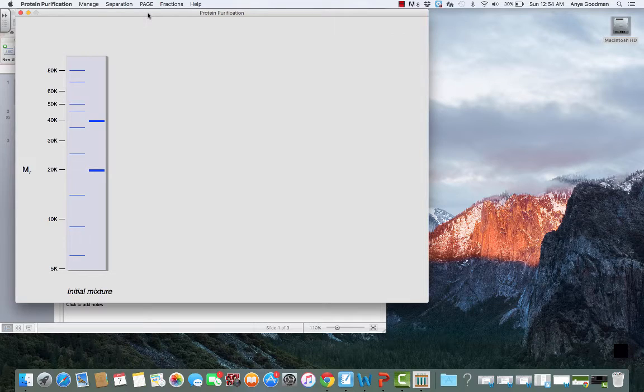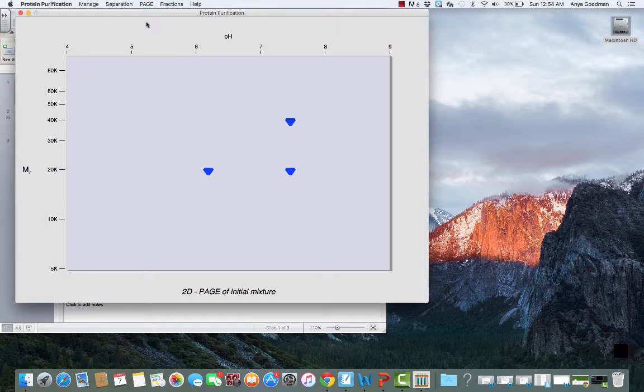So on SDS-PAGE, we can see two bands. Looks like we have a 40 kilodalton and a 20 kilodalton protein. And if we do 2D page, we'll see that there is actually a mixture of 3 proteins. So our first question is, which protein is the one we want to purify?